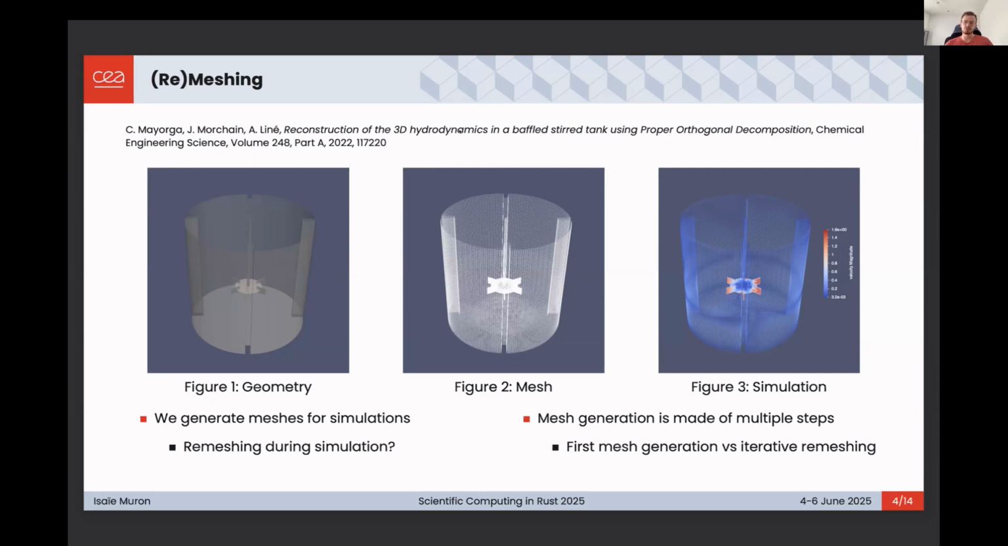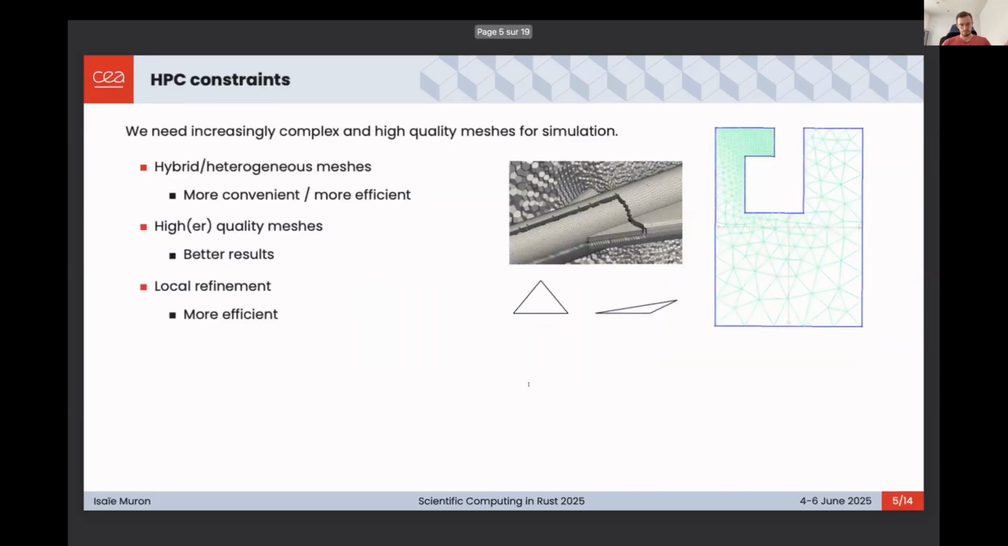And mesh generation itself can be split into two big phases. A first mesh generation, which is how do we go from a geometry to a mesh, and then something called remeshing or iterative remeshing, where we're going to go from one mesh to a better or improved mesh. But well, better and improved mesh are very vague terms.